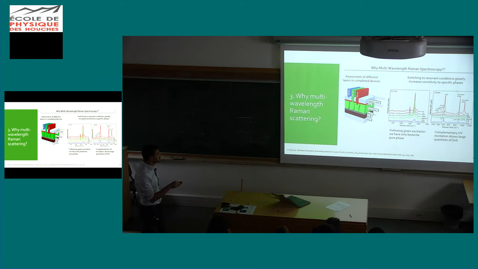With the green laser, everything looks similar. It looks like we don't have zinc sulfide and nothing happens with the etching. Nevertheless, the same samples analyzed with ultraviolet excitation change drastically. Why? Because the wavelength that we are using here is especially suited for resonant condition with zinc sulfide. Then, whoop, the zinc sulfide signal is really very big.